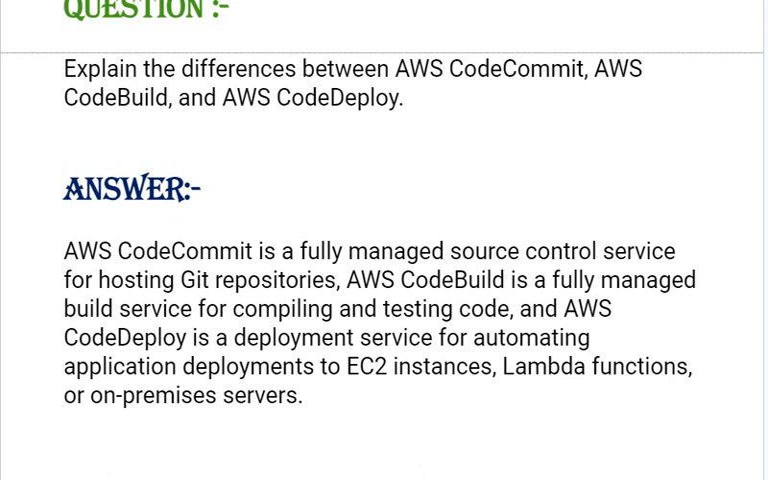Our next interview question is: explain the differences between AWS CodeCommit, AWS CodeBuild, and AWS CodeDeploy. Your answer should be: AWS CodeCommit is a fully managed source control service for hosting Git repositories. AWS CodeBuild is a fully managed build service for compiling and testing code. And AWS CodeDeploy is a deployment service for automating application deployments to EC2 instances, Lambda functions, or on-premises servers.